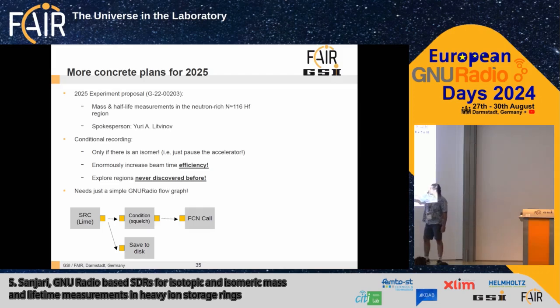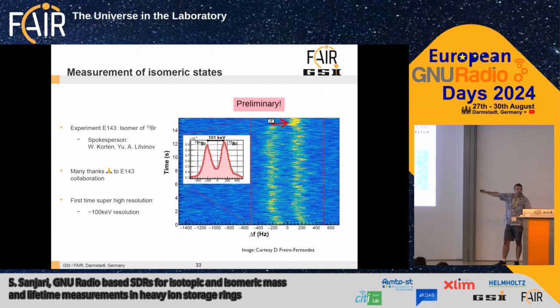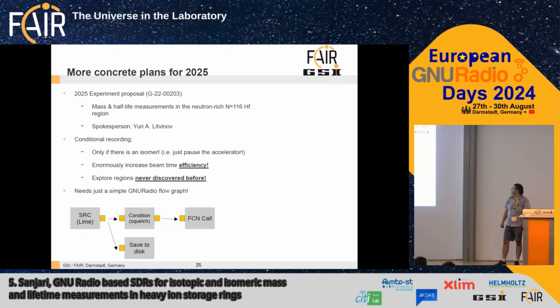You have some kind of source, then you have a condition. Who's a ham here? 1, 2, 3, 4, 5, 6, 7. So everybody knows a squelch. You have the standard squelch. So I just need one source, which is the hardware. It can be this SDR. One branch is continuously writing to disk. The other one just has a squelch. It looks at this picture. If it's 1, it doesn't send any signal. But suddenly, if it's 2, it should immediately send a signal.